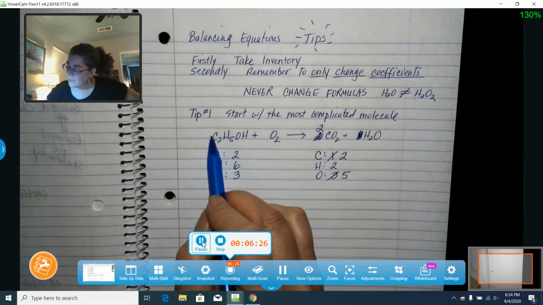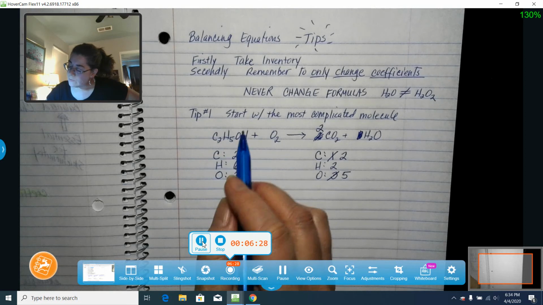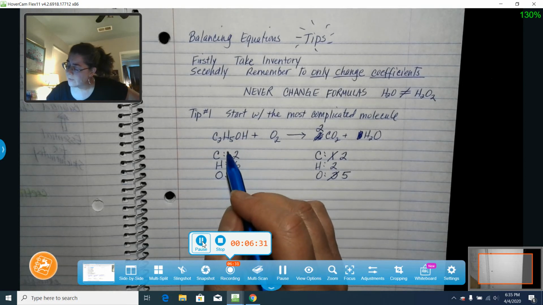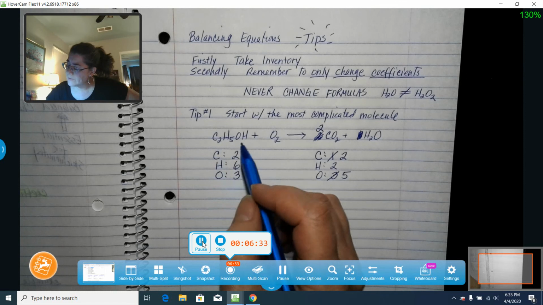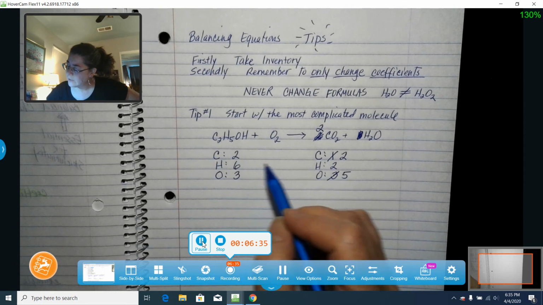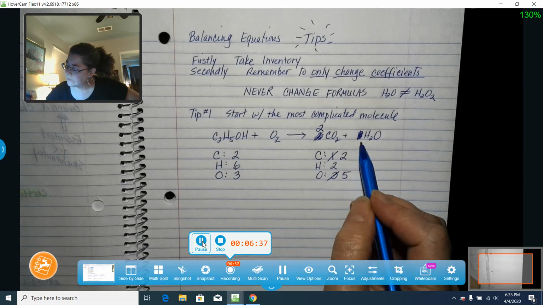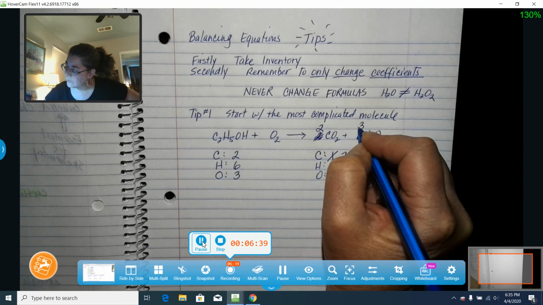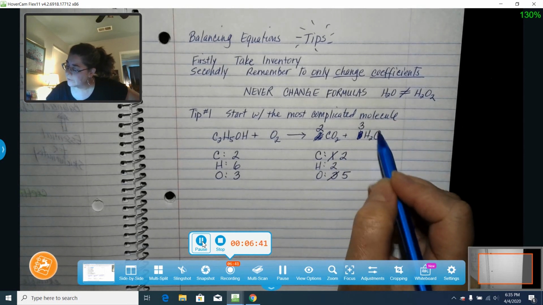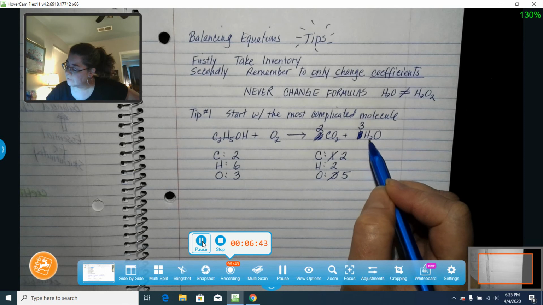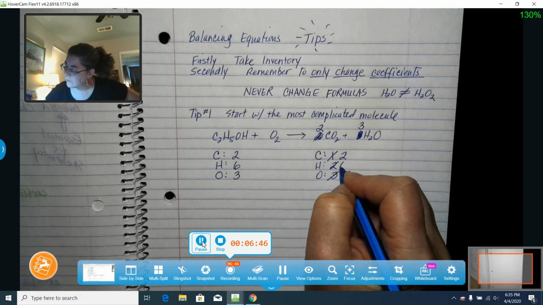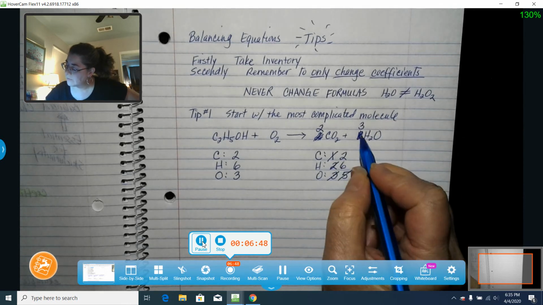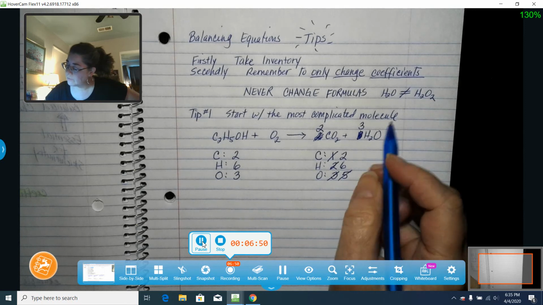Okay, now I'm going to go back here. This is my complicated molecule, and I'm going to try to balance the other side. This side has 6. I need 6 on this side, so I'm going to put a 3 in front of this. That's going to triple this. So now I have 3 times 2, 6 hydrogens. But I've also changed my number of oxygens. So I've got to retally this.